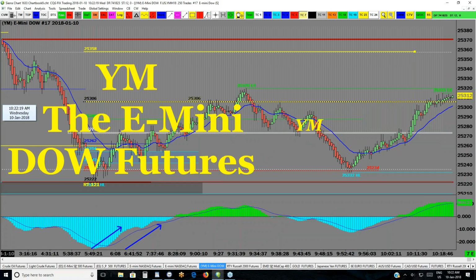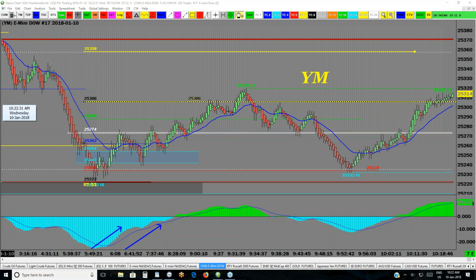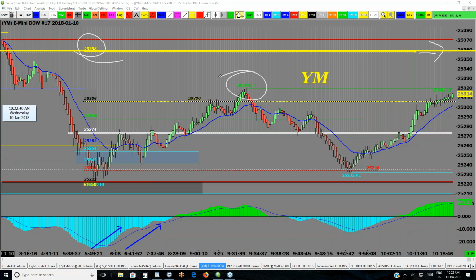Okay, same thing on YM. This is the YM instrument here, and your target on YM, this might be a little hard to see, but it's 25,358. So it's over here, right here. And once again, we have to take out the 25,320 pullback. The target earlier today was 25,306.